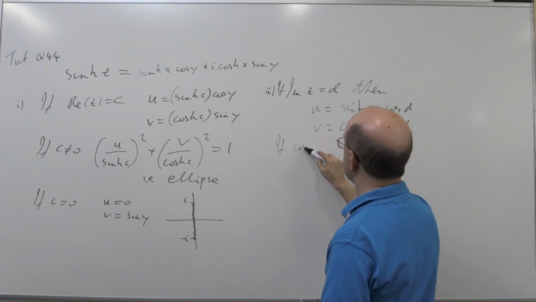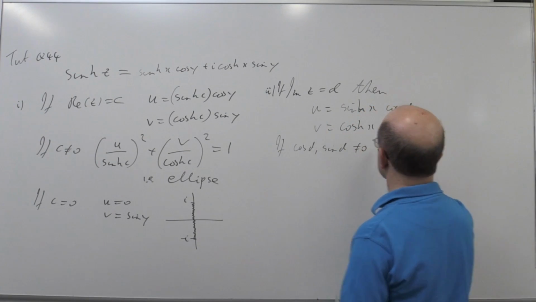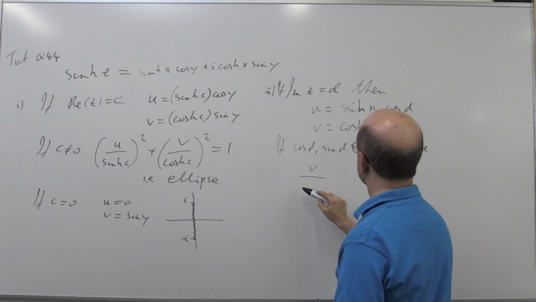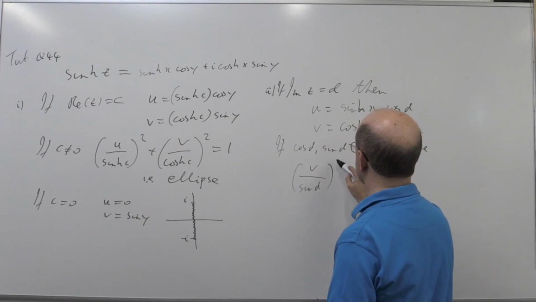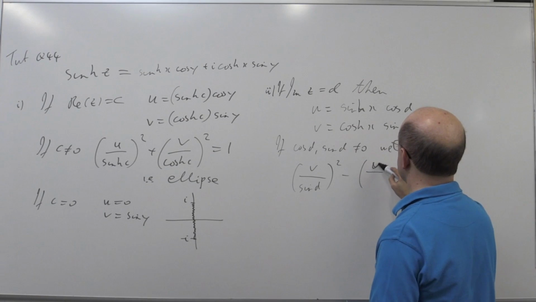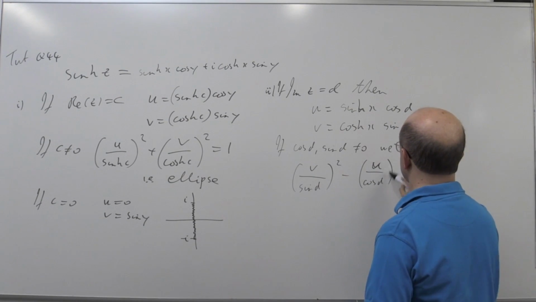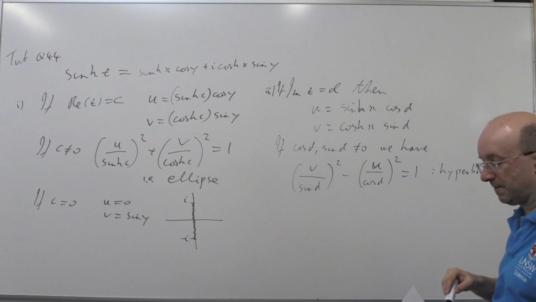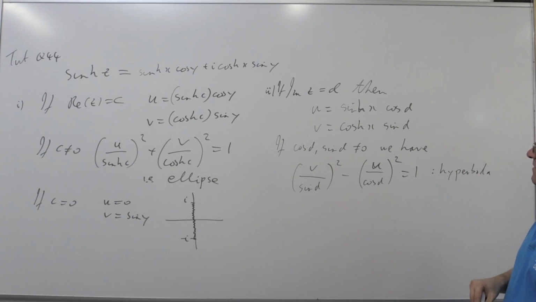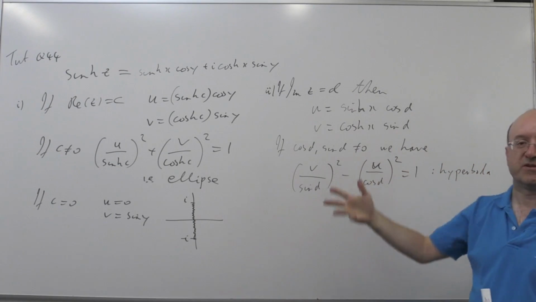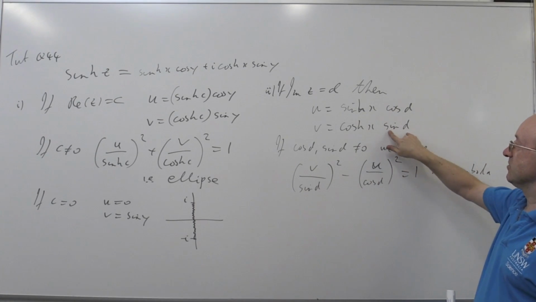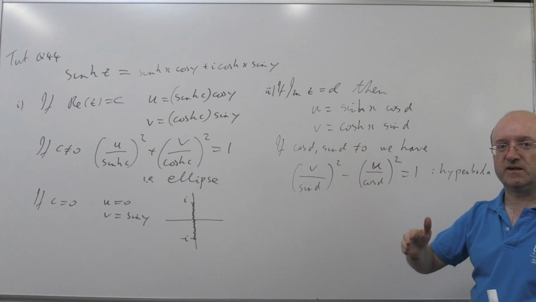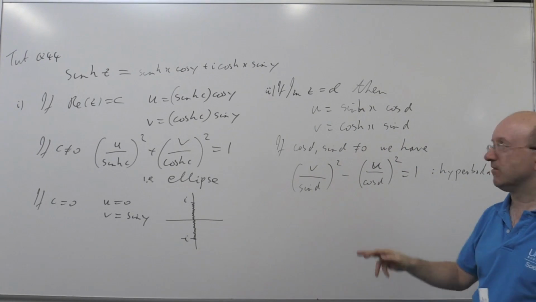If cos d and sin d are not 0, we have, well, it's going to in fact be (v over sin d) all squared minus (u over cos d) all squared is 1. That's a hyperbola. If sin d equals 0, that's at odd multiples of pi on 2, cos here is going to be plus or minus 1 depending on which multiple of pi on 2. So v is just going to be cosh. It'll be from 1 to infinity or from minus infinity to 1 depending on the sign.